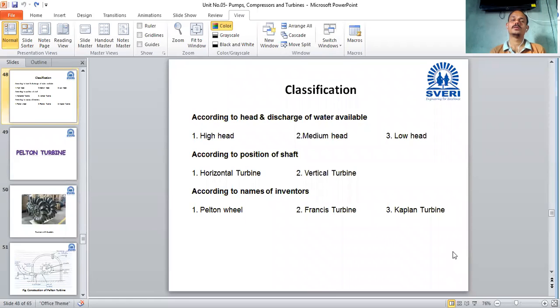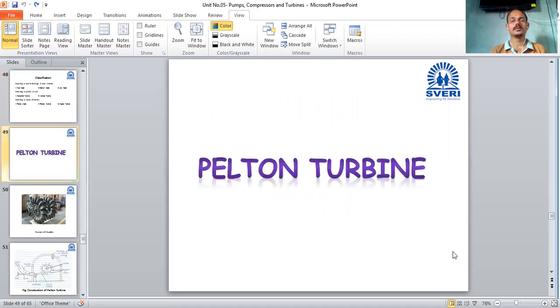Then according to names of inventors. The inventors gave their names to the turbines that they invented. According to that, the first is the Pelton wheel, the second is the Francis turbine, and the third is the Kaplan turbine. So these three types are very important and main types. Then the first one is the Pelton turbine.